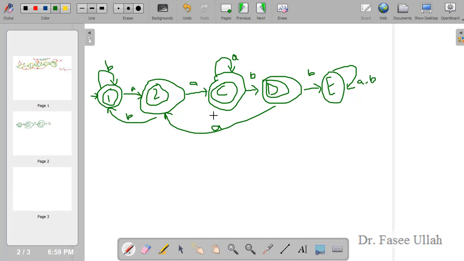So hopefully you have understood how we can construct a DFA from a regular expression or from some English statements.